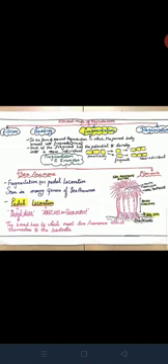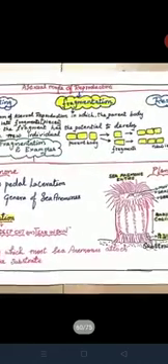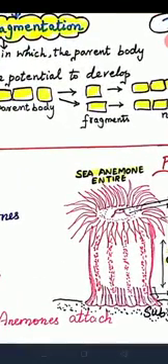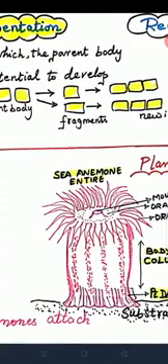Yes, what is fragmentation? It is a form of asexual reproduction in which the parent body breaks into small pieces or fragments. Each fragment has the potential to form a new individual. See the picture. Here the parent body breaks into small pieces. Each and every small piece has the potential to produce a new individual.